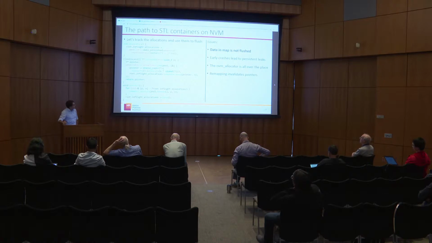Good thing is, now that we have that vector with all the allocations, we can introduce a persist method into the allocator that simply iterates over all the allocations that we've made. We call persist on those pointers, and that way we can be sure that it has been written out to NVM.